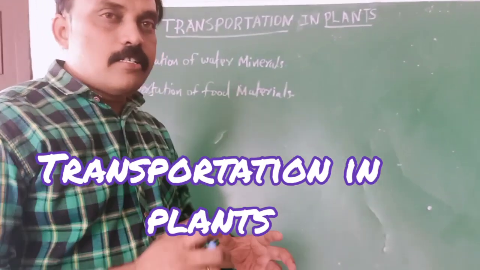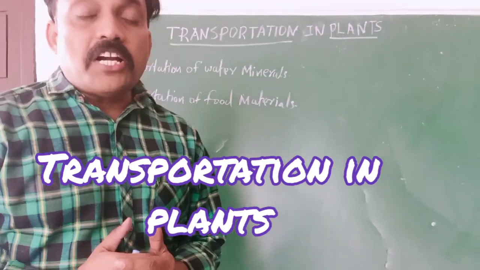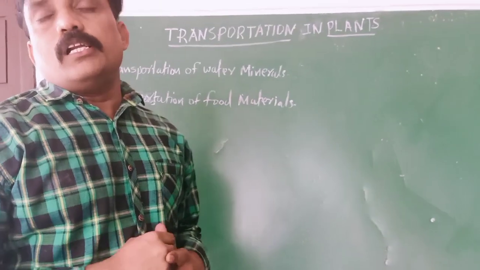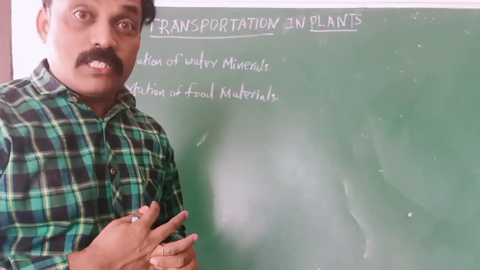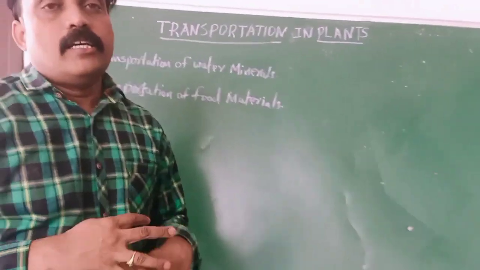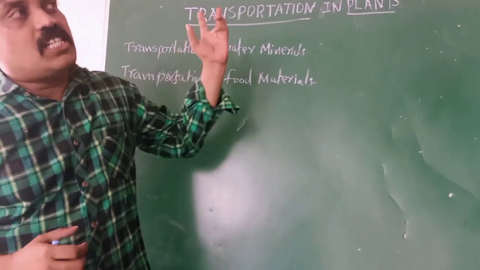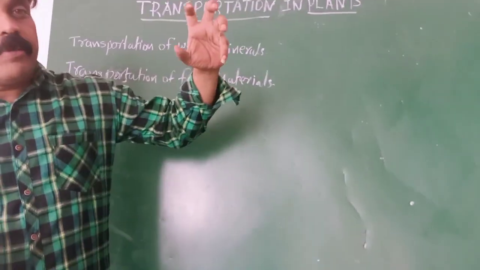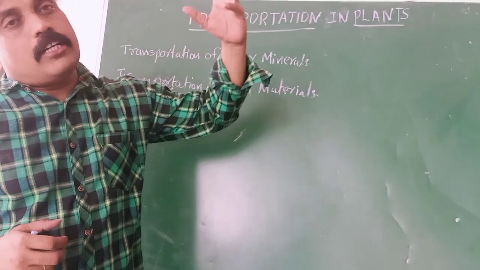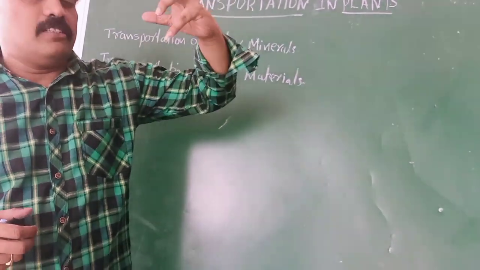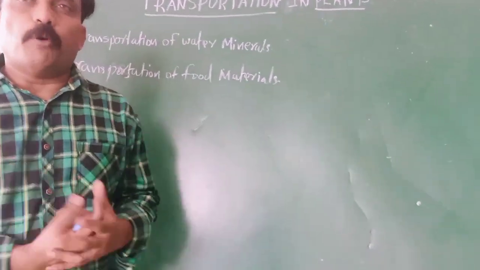Hi everyone. Now we are going to discuss transportation in plants. In the last class we learned about transportation in animals, especially in human beings. In human beings, the materials they require are transported through the medium of blood, throughout the body.